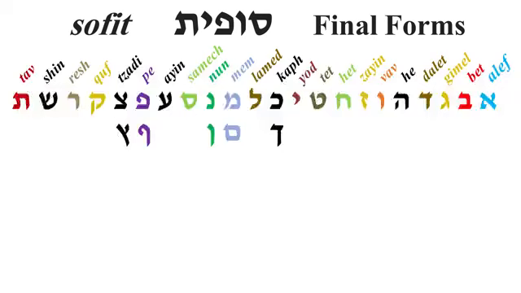Remember the Sofit forms? Certain letters had a final ending. The Kaf, the Mem, the Nun, the Pei, and the Tzadi. Those 5 letters that have final forms, they all relate to somebody in the Bible. Let's look at the first one.